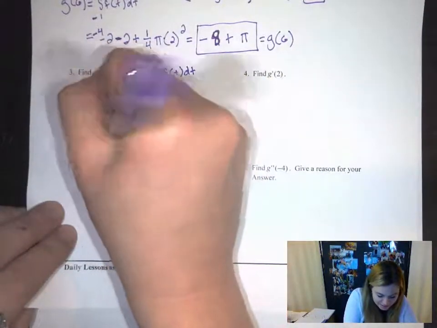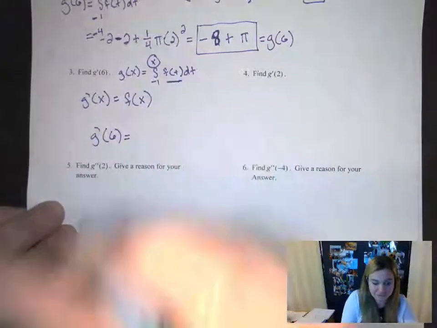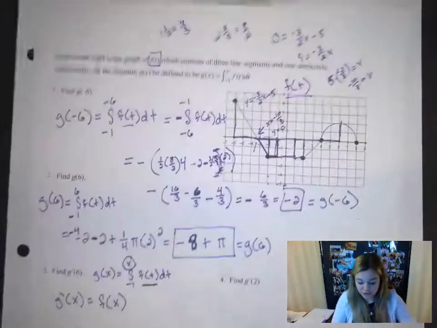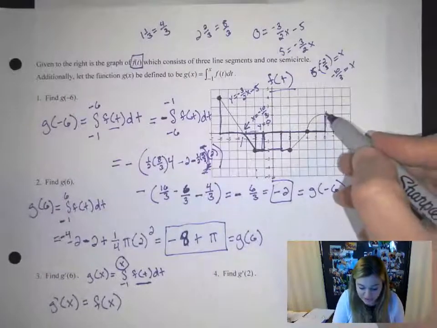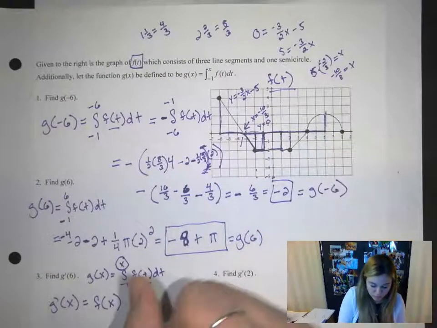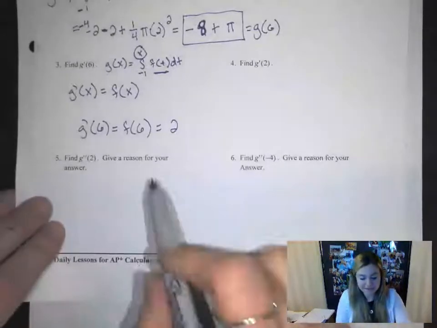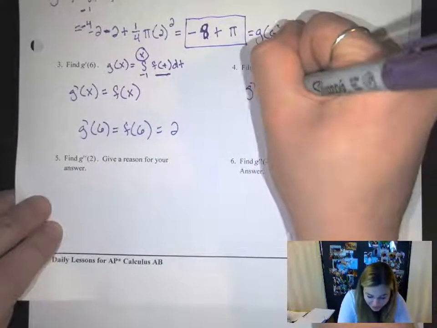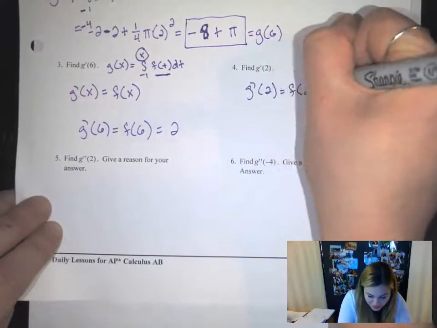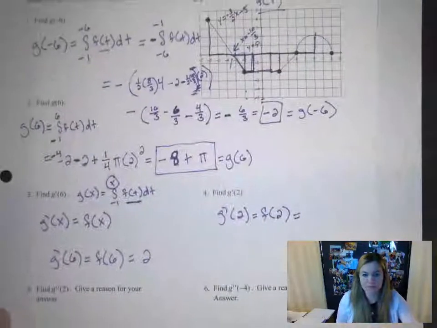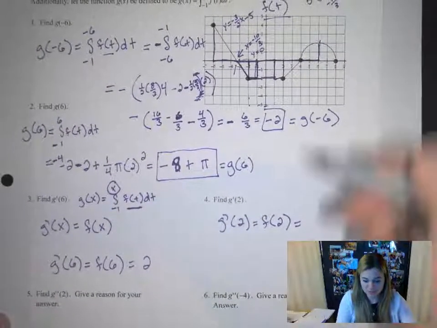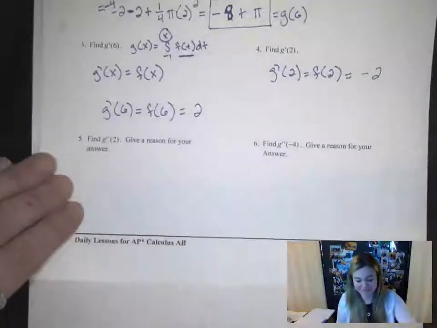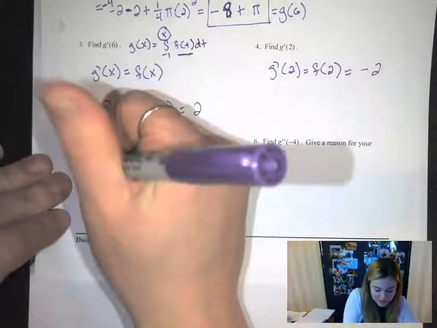G prime of x is equal to f of x, that means that g prime of 6 is just the function value at 6. So I go up to the graph, my function value at 6 is 2. Easy peasy lemon squeezy. G prime of 2 then means this would be my function value at 2. The function value at 2 is -2. Now let's keep going.